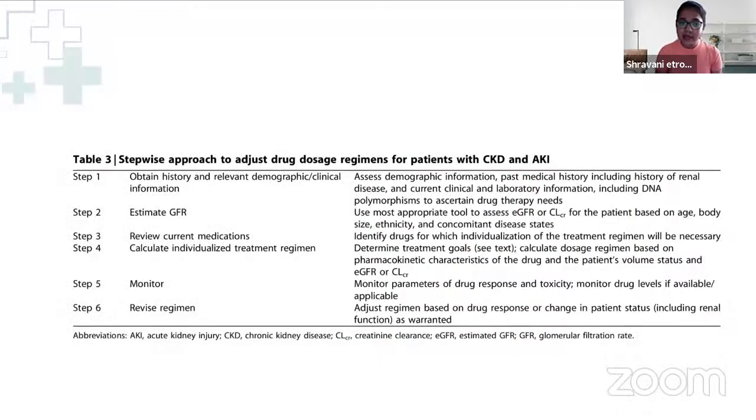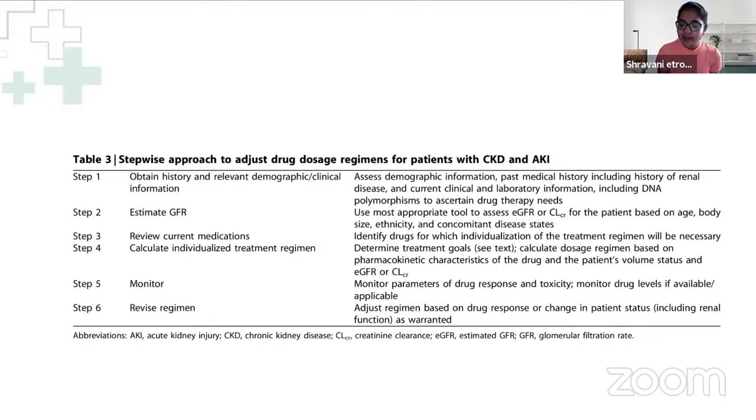And the stepwise approach to adjust the drug regimens in patients with AKI and CKD. First we obtain the relevant history and clinical information. The next step is to estimate the glomerular filtration rate. Once you have a patient with CKD or AKI, you will collect the past medication history, medical history, and all the other required laboratory data, and then estimate the creatinine clearance. You can use the Cockcroft-Gault equation, and then review the medications which require dosage adjustment and individualization of the treatment according to the patient's body, and then calculate the individualized treatment regimen.